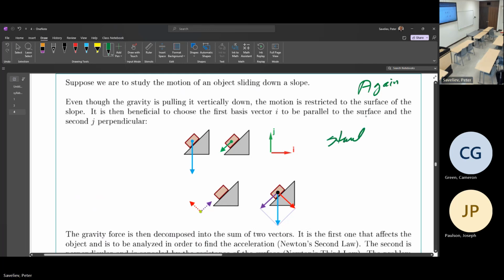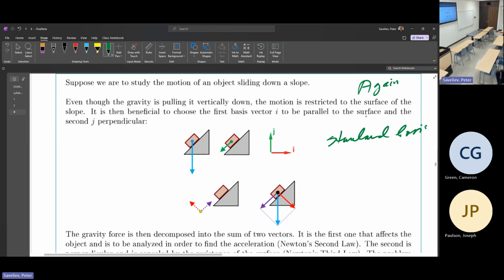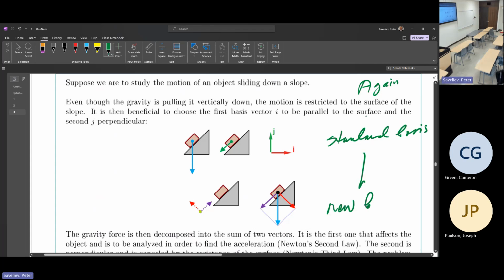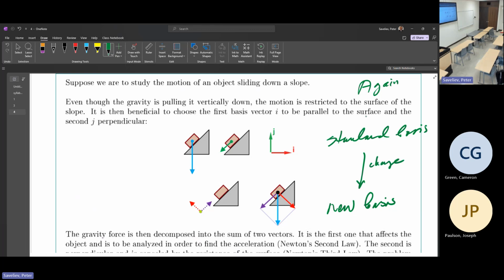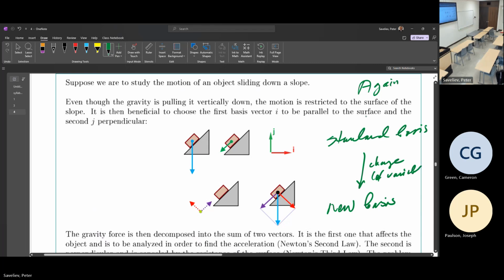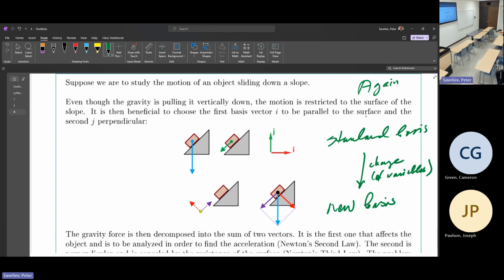Standard basis, and then new basis. You must have seen that change of basis is the same as change of variables. Remember the change of variables that you do in calculus quite a bit. How do we do change of variables? What's the mathematical tool for change of variables, change of units? Same story. What's the mathematical tool?